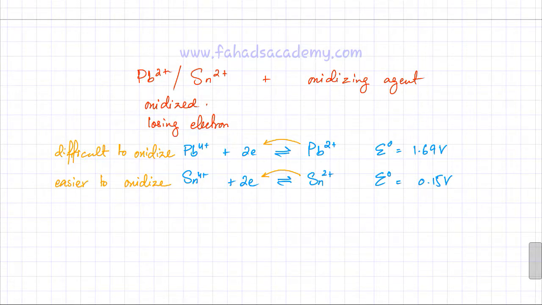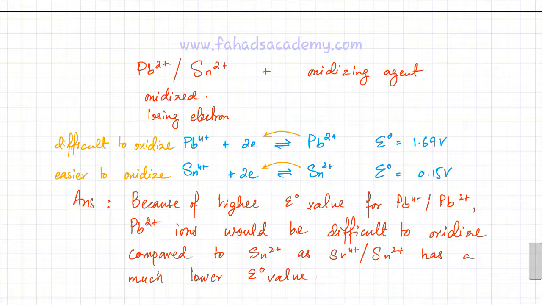So in my answer, this is what I'm going to write, that because of the higher potential, lead 2 ions would be difficult to oxidize, whereas Sn2+ ions would be easier to oxidize. I'm going to quote these electrode potentials, and I'm going to write that because of the higher E0 value for the Pb4+, Pb2+ electrode, Pb2+ ions would be difficult to oxidize compared to tin 2+, as the Sn4+, Sn2+ electrode has a much lower E0 value.